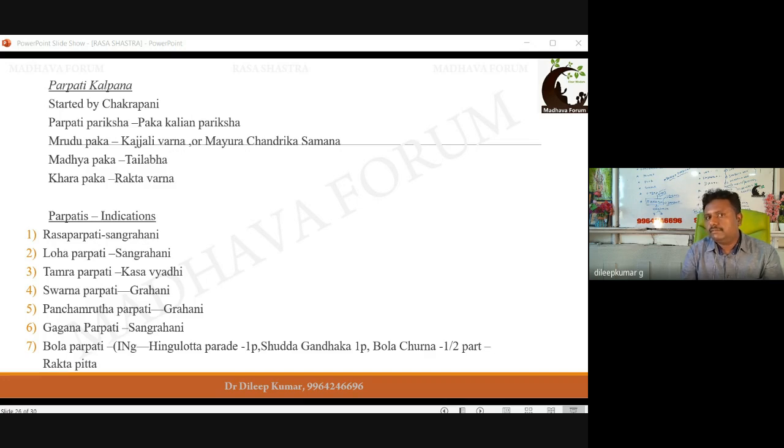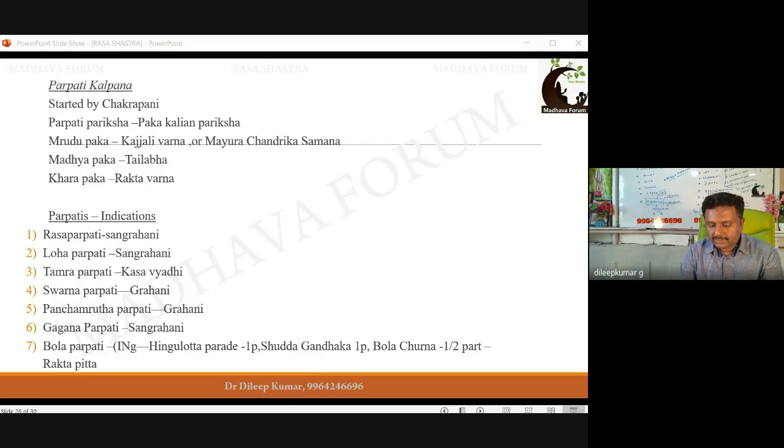Our basic explanation is that after Pandu, Kamala will come, even in Nidana. Once a Pandu patient indulges in Pittala Ahara and Vihara, then Kamala will come. That is the explanation given in our classics. So in Pandottara Kamala, iron and iron-related preparations are the best choice. Loha and Loha preparations.